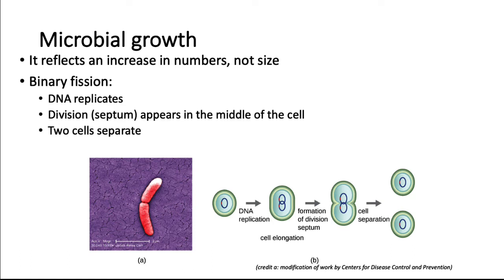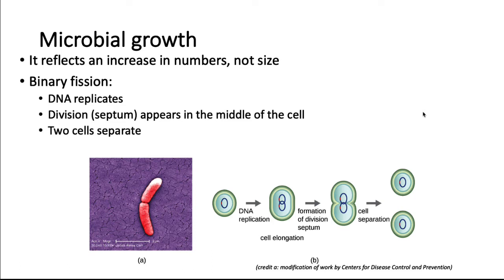First the DNA will be replicated, so you have two copies of the DNA, and then there will be a formation of something called the septum. This is a division appearing in the middle of the cell, and then the two cells separate. So it's a very simple process.